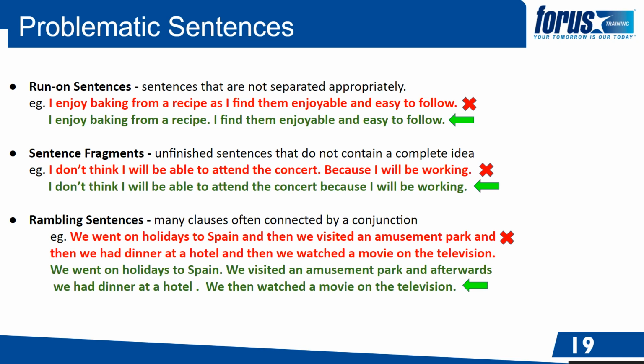The next type is rambling sentences. Many clauses often connected by a conjunction, such as, we went on holidays to Spain and then we visited an amusement park and then we had dinner at a hotel and then we watched a movie on the television. Should read, we went on holidays to Spain, we visited an amusement park and afterwards had dinner at a hotel. We then watched a movie on the television.